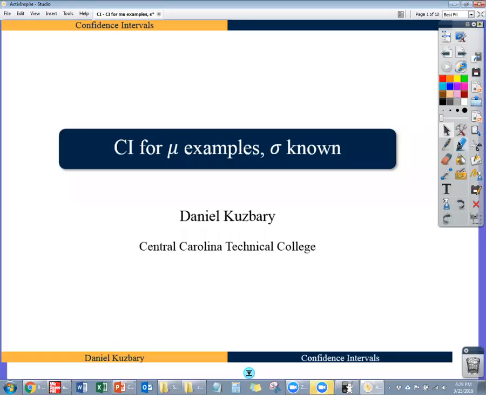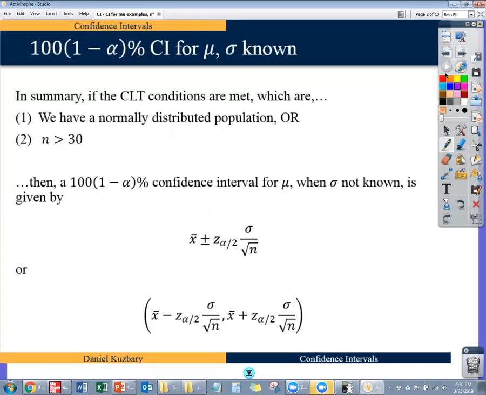This is Daniel Coosbury, and in this video, I'm going to show you how to find confidence intervals for mu when you know what sigma is. And this video is going to consist entirely of examples and one little fun fact at the end. So I'll go ahead and just jump into it.